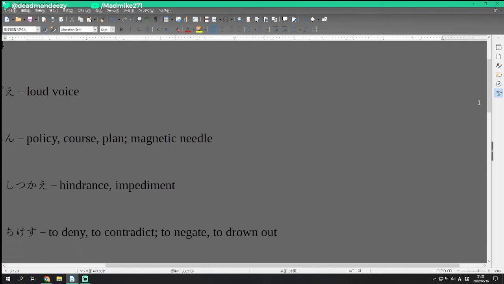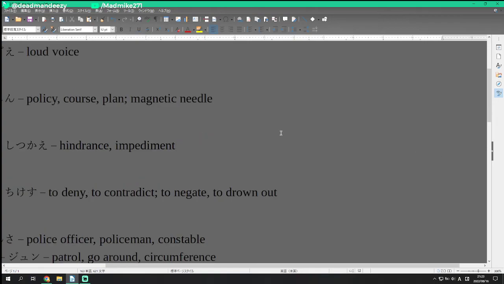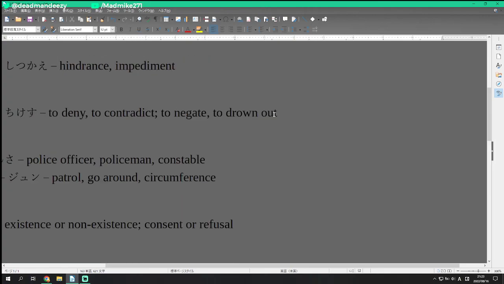Our first word of the day was ogoe, or a large or loud voice. A policy, course, plan or a magnetic needle is a hoshin, ho on the left side for a direction, and shin on the right for a needle. A hindrance or impediment is a sashi tsukae, sashi on the left side for a difference, and tsukae on the right for a branch. Why that makes a hindrance, I'm still not sure. Sashi tsukae is a hindrance or impediment.